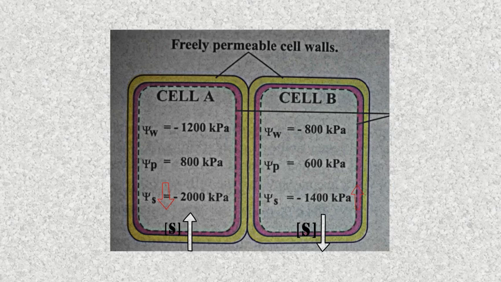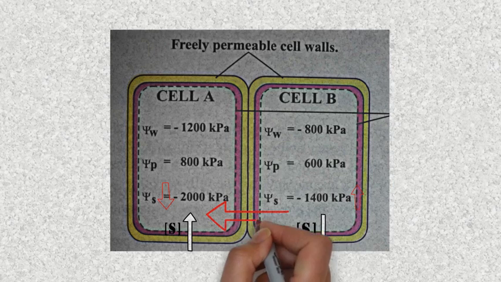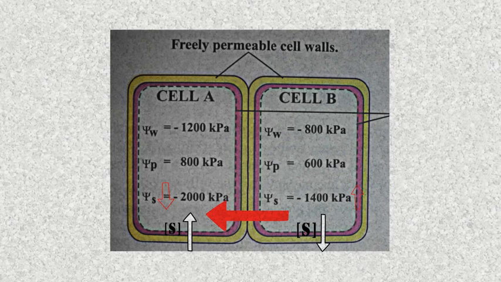So if we talk about the water movement in this given picture, where will the water go? Will it go from A to B or B to A? I know by now all of you have figured out that the water is going to go from cell B towards cell A, because cell A has higher solute concentration. That is why the water is going towards cell A. So don't be misled by the solute potential and the solute concentration. They are two different entities.